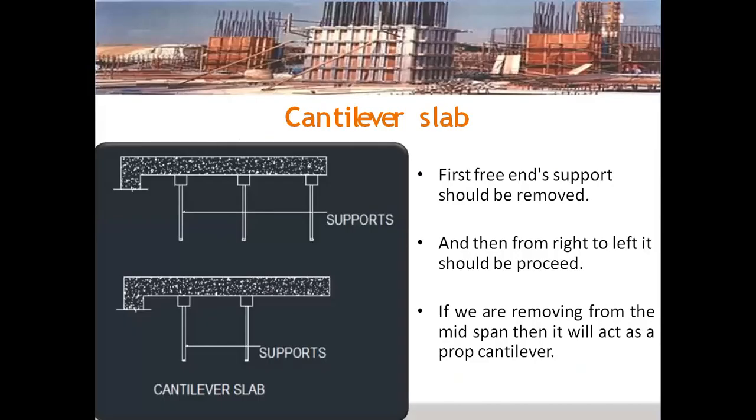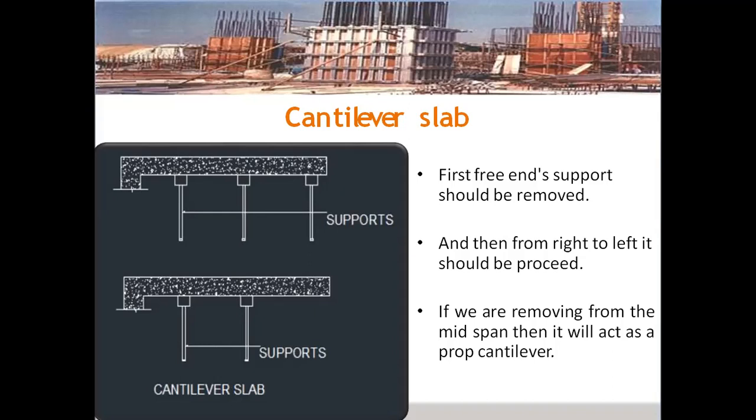The cantilever slab. Here, the first free end support should be removed, and then from right to left it should proceed. If we remove the support from the mid-span, it acts as a proper cantilever beam.